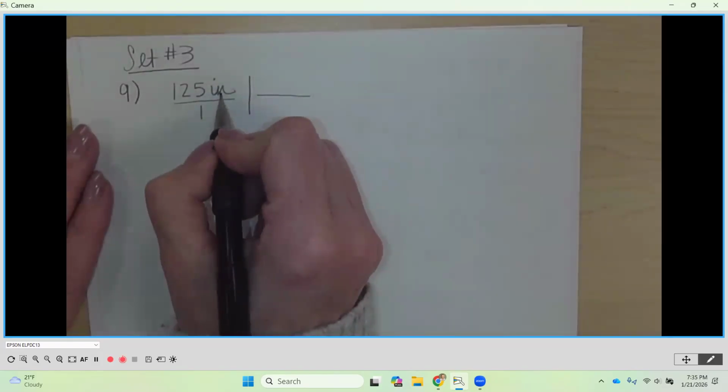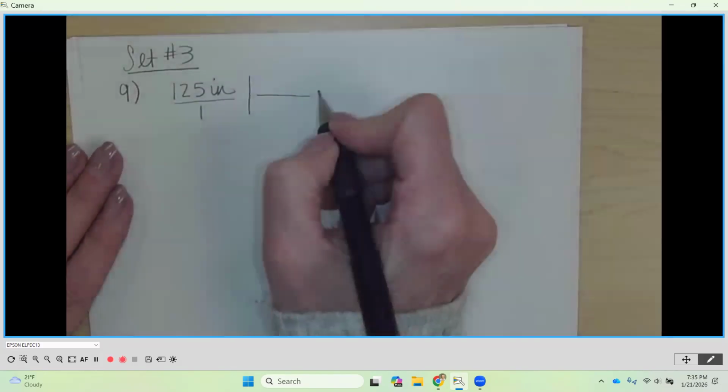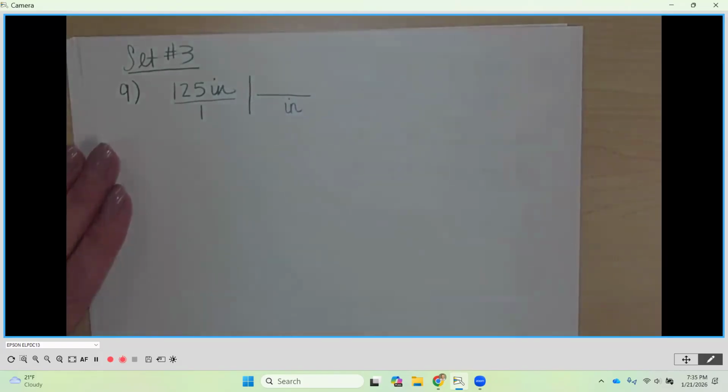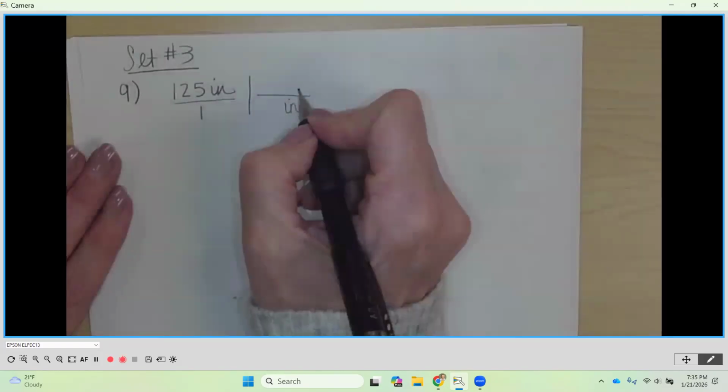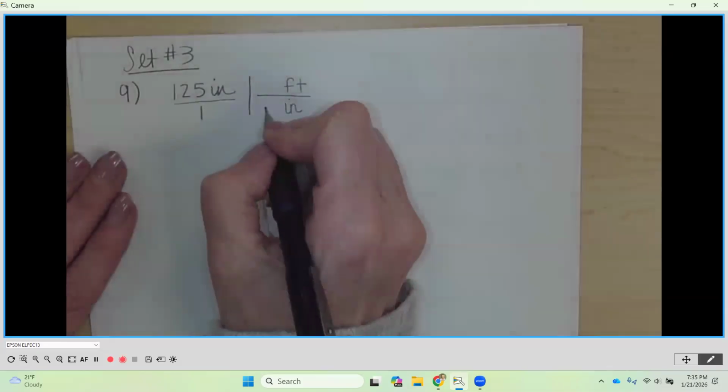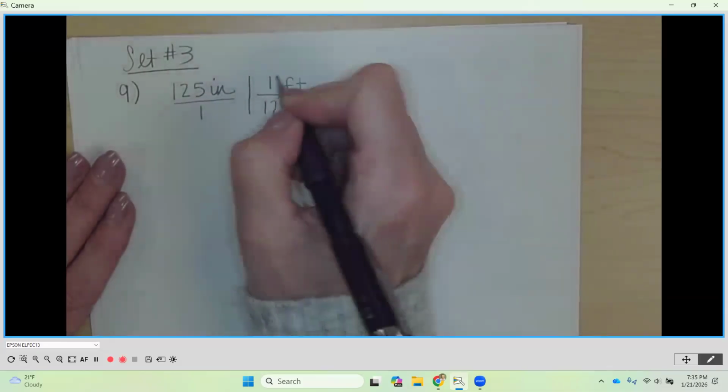So if inches are on top, inches have to go in the bottom because remember, I'm multiplying across the top, dividing by the bottom. That's the only way they're going to cancel. And feet are going to go on top. And this is where I put my conversion in. How many inches are in a foot? I know that one, right? 12. So I'm going to put 12 on the bottom and 1 on the top.